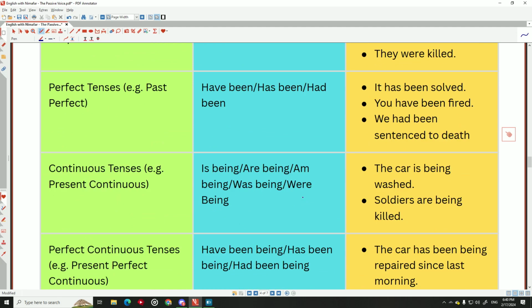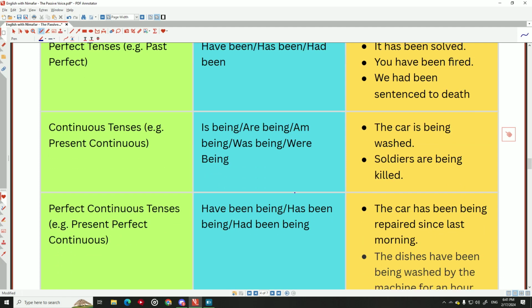In continuous tenses: is being, are being, am being, was being. The car is being washed. Like I'll call you and say, where are you? Say, well, I'm in a car wash. My car is being washed. It means right now, at the time we are speaking, the workers are washing my car. My car is being washed. Soldiers are being killed, for example.